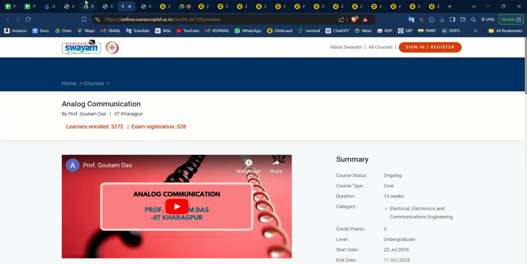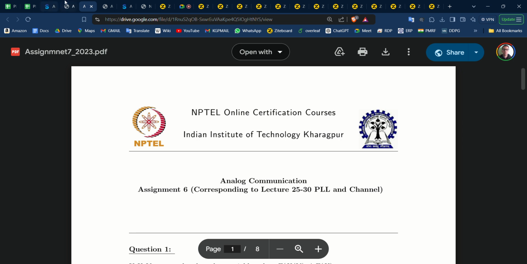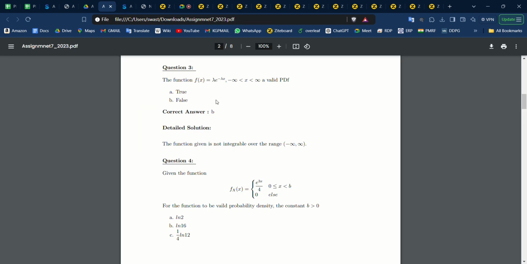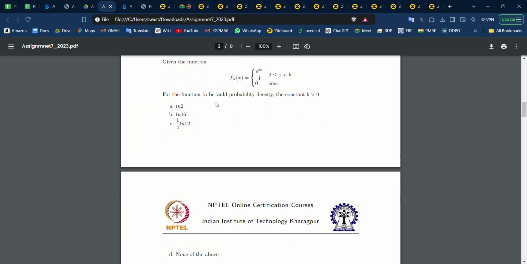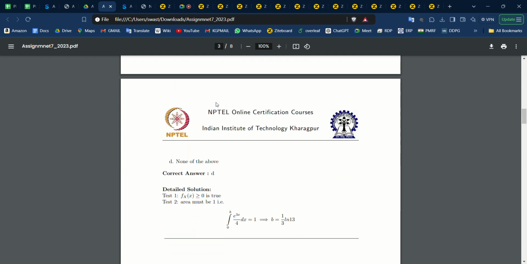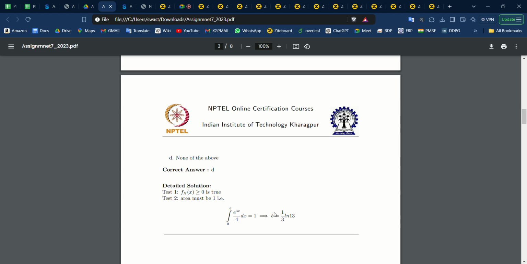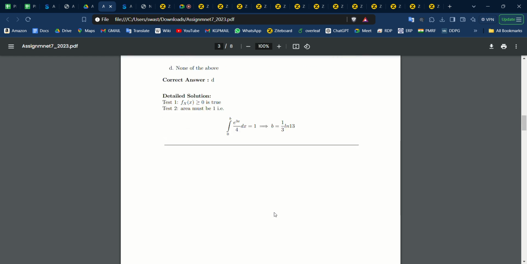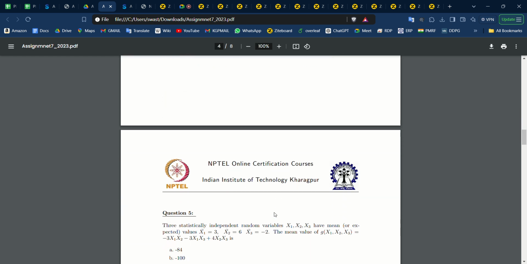So what is the answer? The answer is none of the above, option D, because ln 2, ln 16 and 1/4 ln 12, none of them match. So it is 1/3 ln 13. See, I am not wrong. So this is 1/3 ln 13. Okay. Now let's go to question number 5.